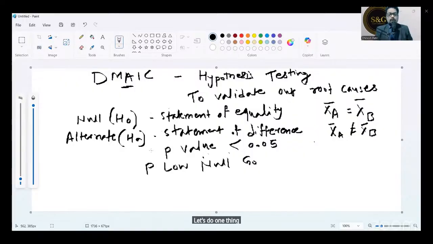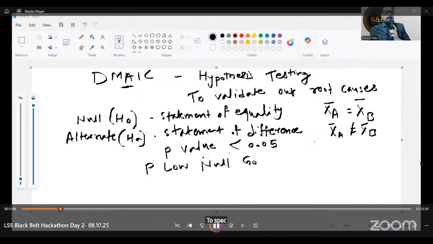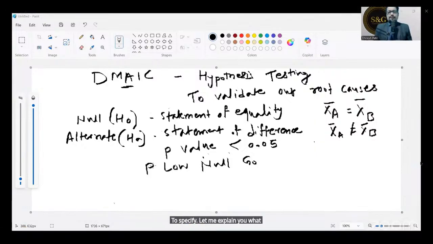Let's do one thing. We will do a quick revision on Minitab, a small revision of green belt for our two sample t-test. Okay, just a second. So let me just quickly share this file with you. Can I just download this file of two sample t-test? Let's do a quick revision of it. Let me explain to you what this t-test is, and then we will see how this p-value is calculated. I'll give you another example as well.